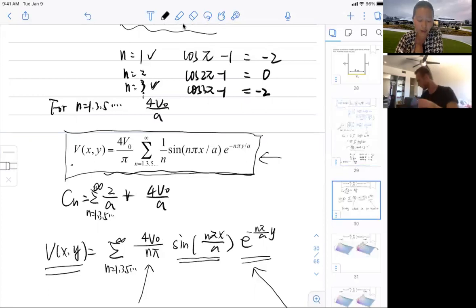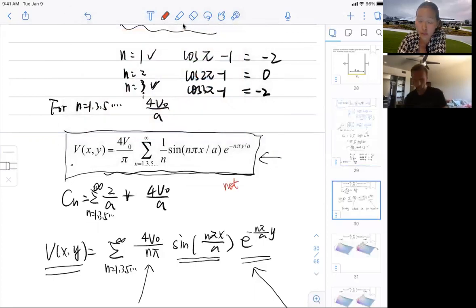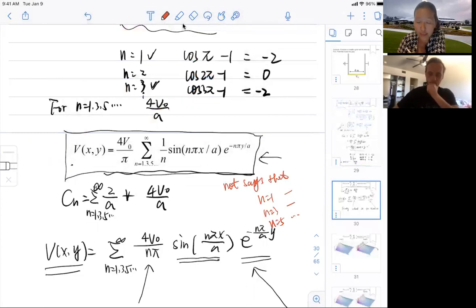I want to emphasize, this is not saying that you have an infinite number of solutions. This is not saying that for n equals 1, you have a solution, for n equals 3, you have a solution, for n equals 5, you have a solution, and you have infinitely many of them. It's saying you need all of them combined to be the unique solution that satisfies all 4 boundary conditions and the Laplace equation. If you pick only one of them, you satisfy the 3 boundary conditions and the Laplace equation.